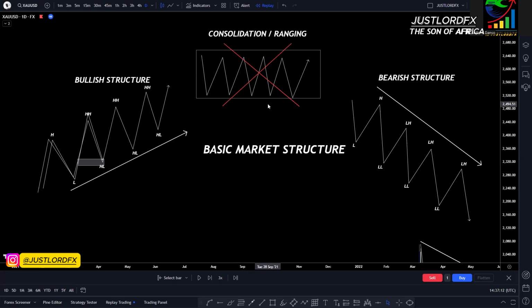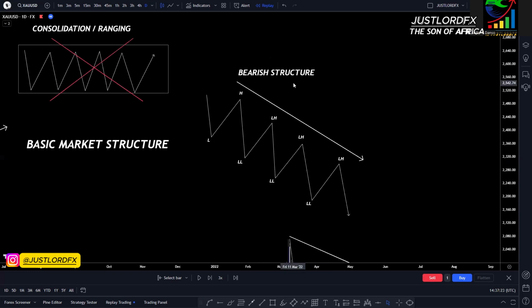You don't know the direction of the market until it breaks above or breaks below. The same applies to the bearish market structure. When the market first prints a low and a high, it will come back and print a lower low, and the reason we call this one a lower low is that this one was a low, but this one has become lower than this one.